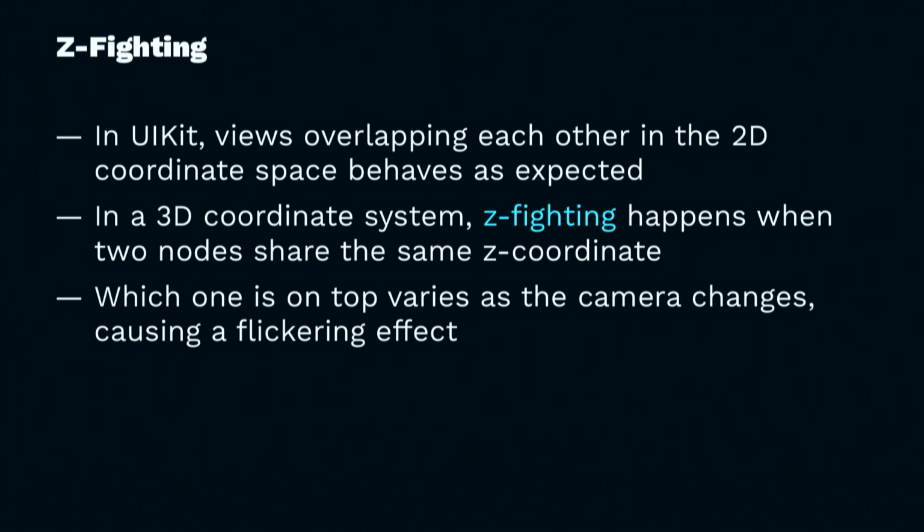In SceneKit, this is a bit more confusing. For example, if you have two nodes where the z coordinate is the same, let's say they're both at z equals 0, the system doesn't actually know which one is on top. The renderer doesn't know which one's on top. So when you go around and start panning the camera, as it re-renders on every tick, it'll start alternating which one is on top, and you'll get this weird flickering effect. And this is one of the ones that I found most confusing to debug when I built this.